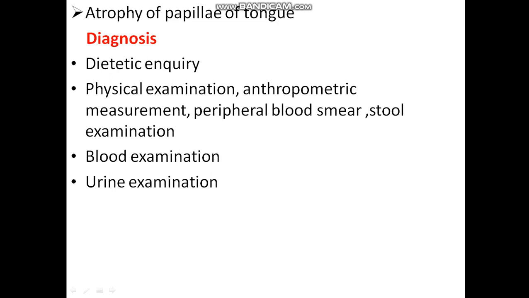The next clinical feature is atrophy of papillae of tongue. Atrophy means loss of papillae of tongue.